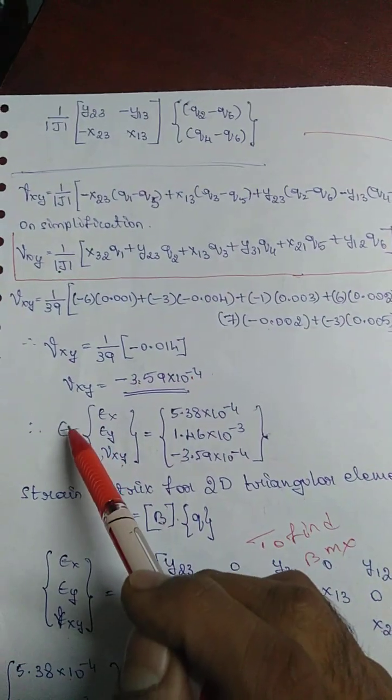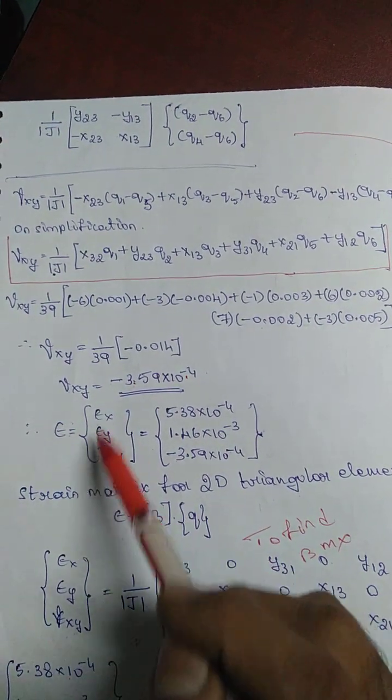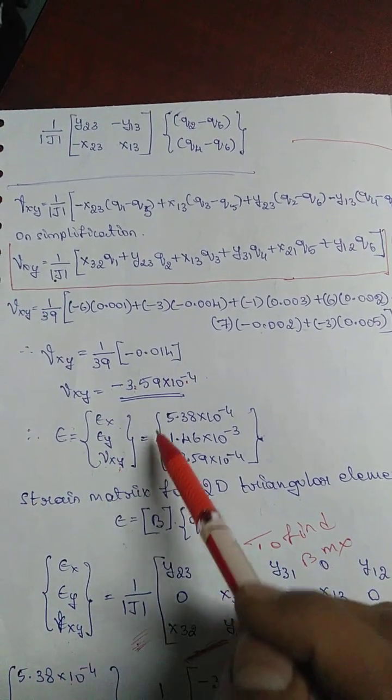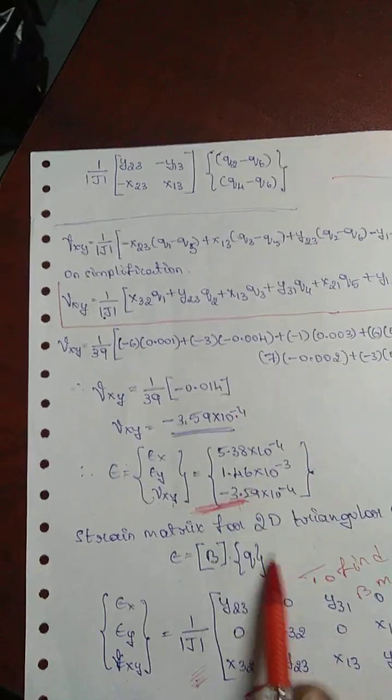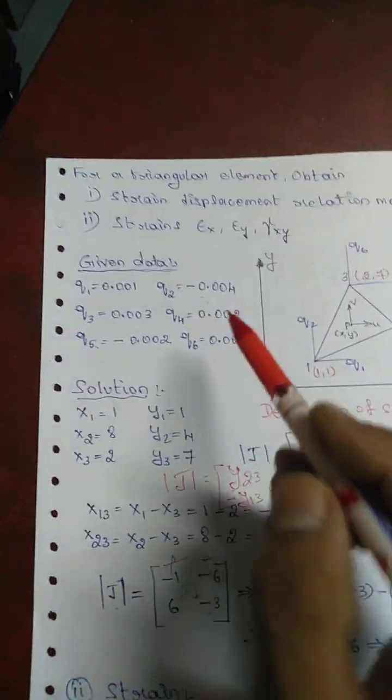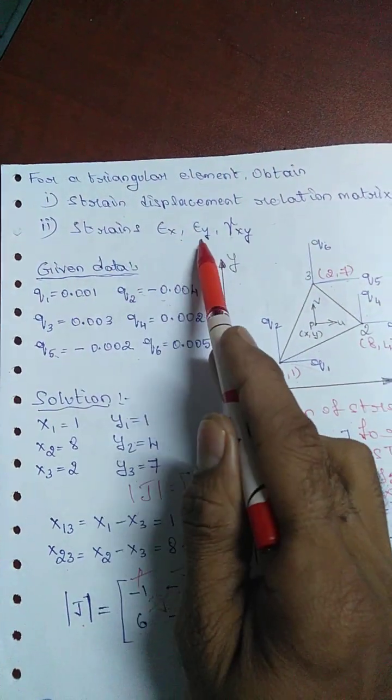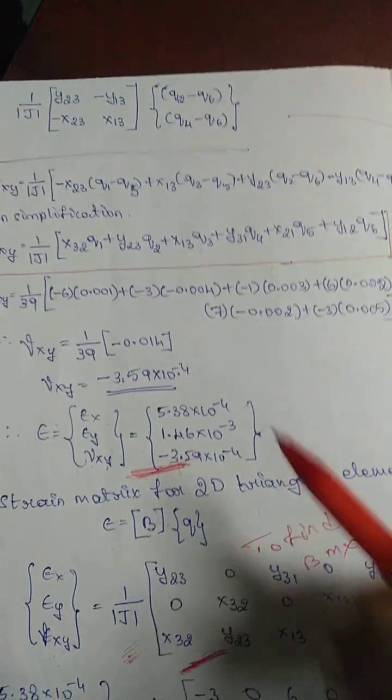Next, epsilon is equal to epsilon x, epsilon y, gamma xy. Put all the values together. It's your answer for the second question. The second question is: strains epsilon x, epsilon y, gamma xy. So for them this is the answer.